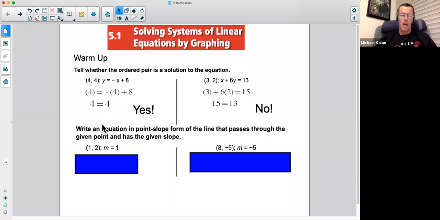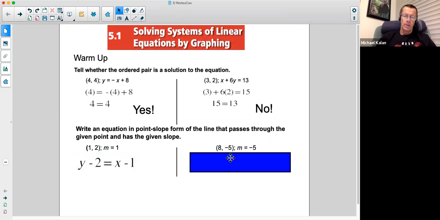All right, try the next 2. Write an equation in point slope form. Remember what that is. In other words, we're giving you an easy pass here. You don't have to convert it or move it to slope intercept form. Point slope form of the line that passes through the given point and has a given slope. So go ahead and practice those.